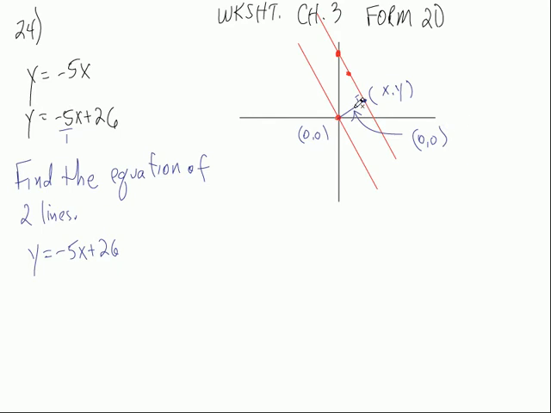What else do you know about this line in order to find its equation? Perpendicular. Yeah, it's perpendicular to the red line, so that means what, Kathleen? The slope is 1/5. It means the slope is positive 1/5.